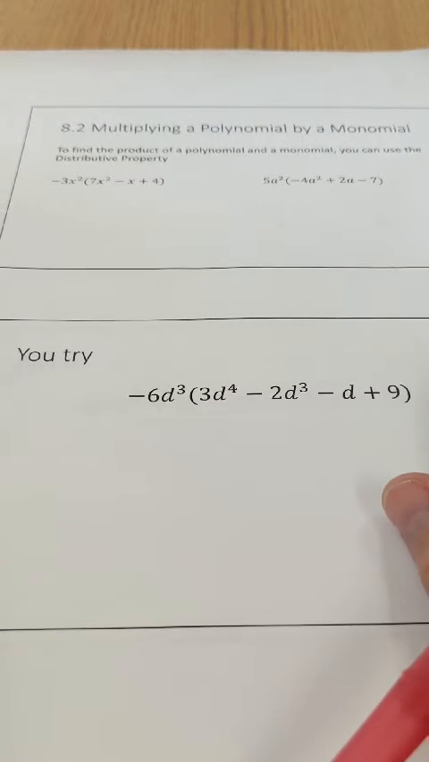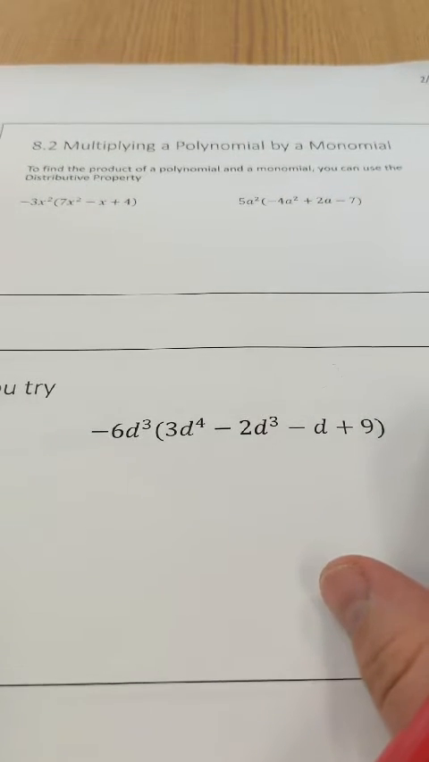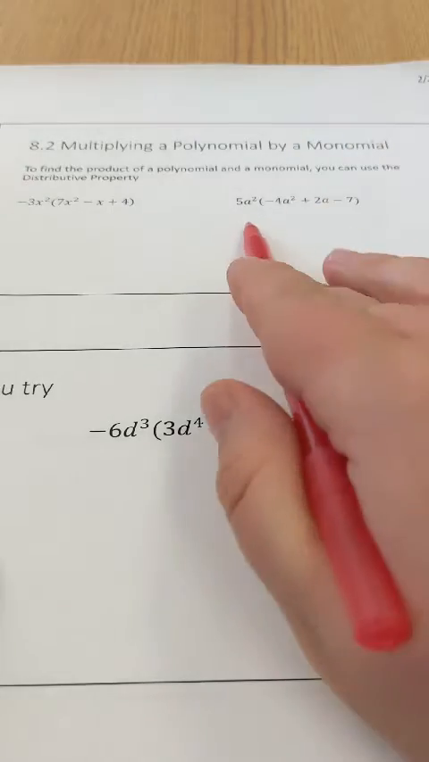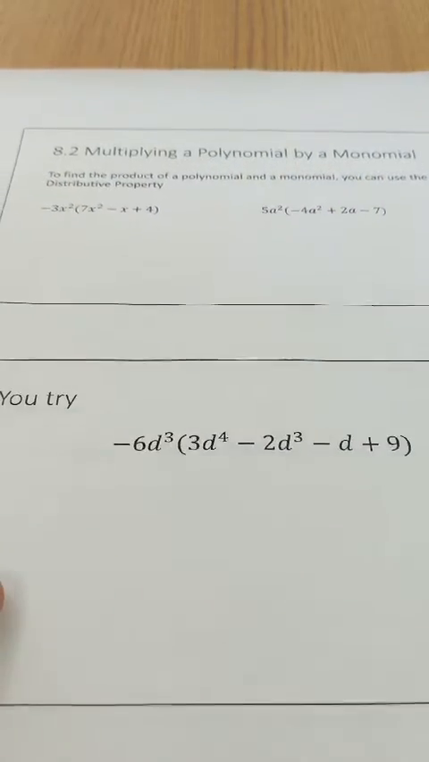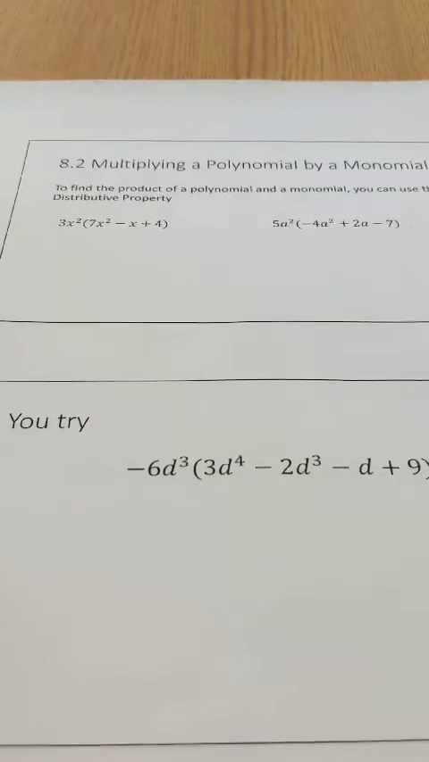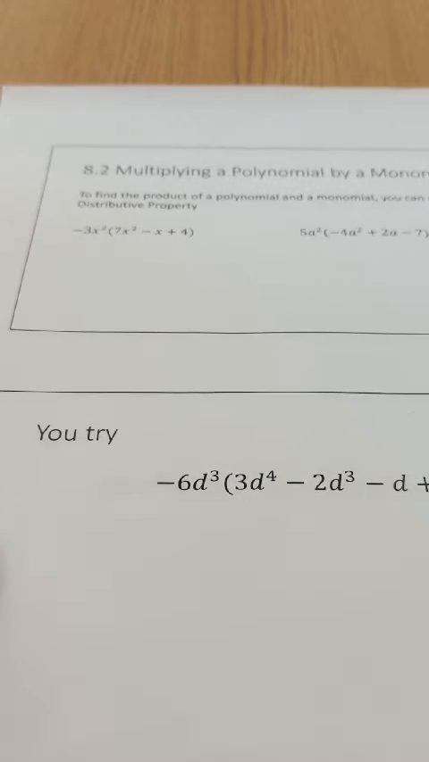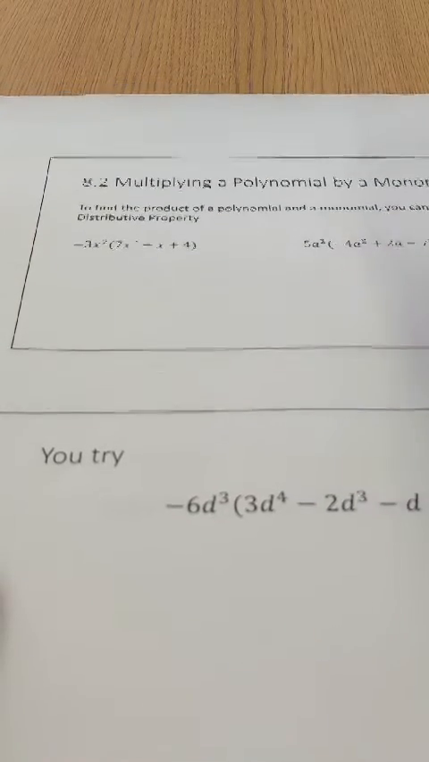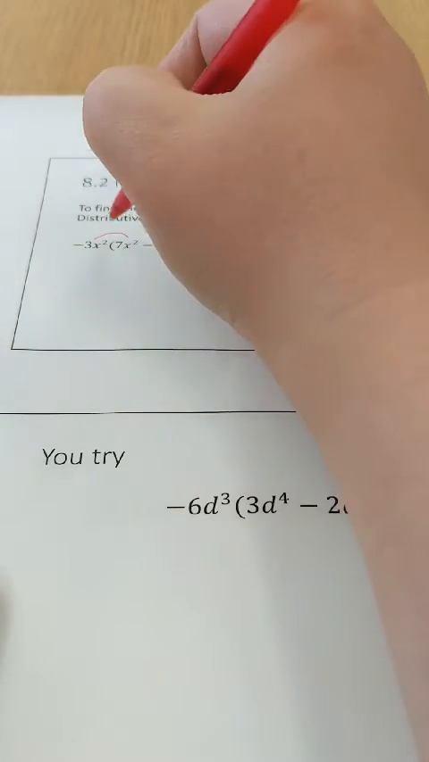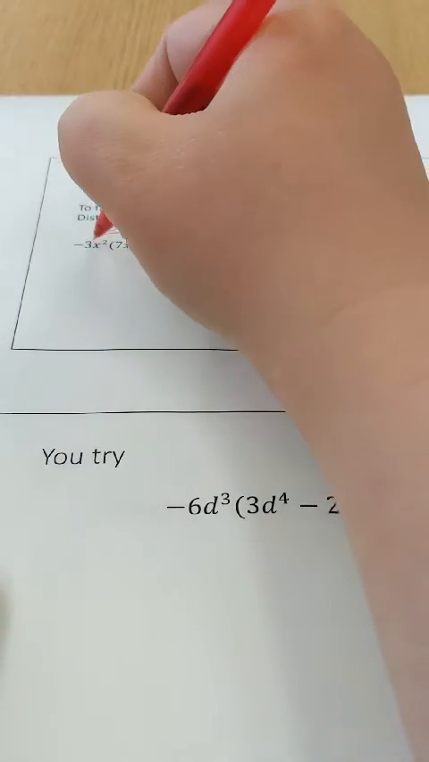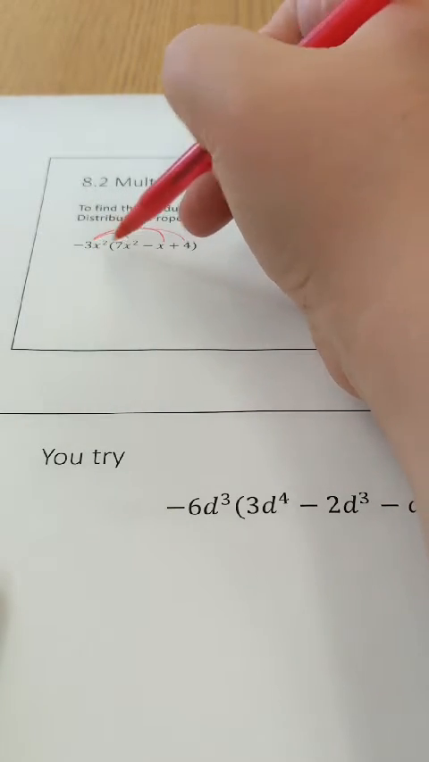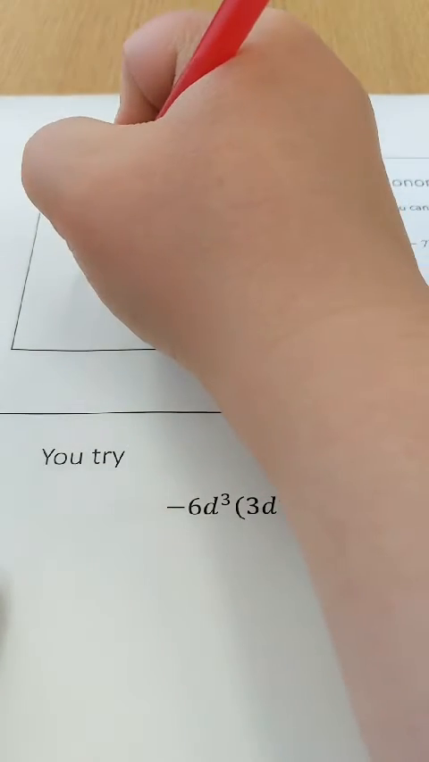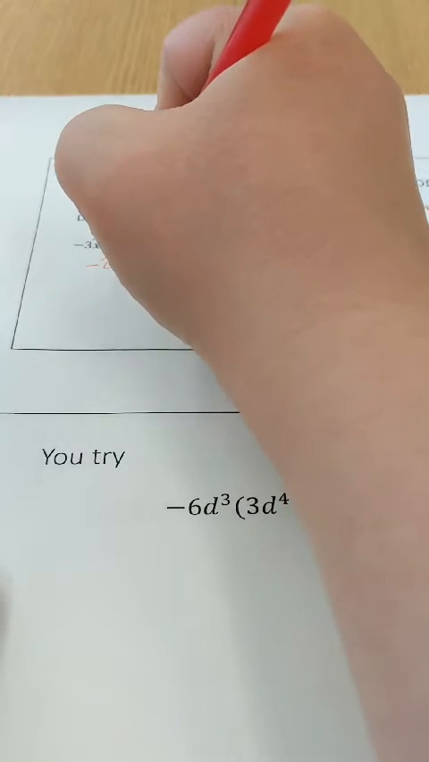Okay, so 8.2, multiplying a polynomial by a monomial, meaning something with multiple pieces by something that only has one piece. Hopefully this will focus a little bit more. Okay, so it's basically just distribution. Okay, so remember when you have your base down twice, you add those. So it'll be negative 21 x to the fourth.